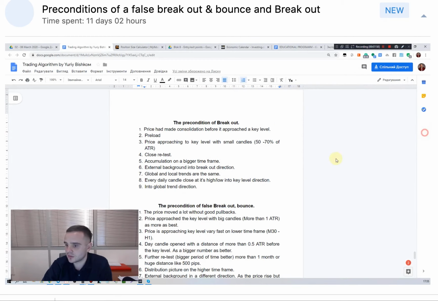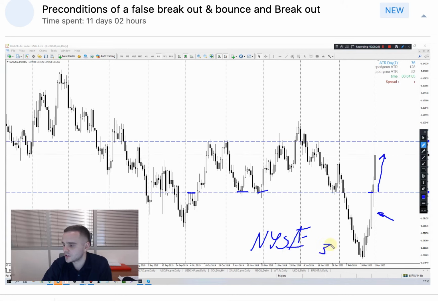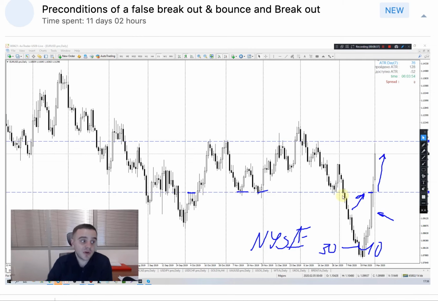Every daily candle closes at its high or low in the key level direction. The same example here on Euro USD. When you see that price approaches some key level and still closes at this key level, it is a signal that with huge possibility price will continue to rise. Why? If you open New York stock exchange volume, you will see that nearly 30-40% of all volume comes in the first and the last hour. That means big players fight for the picture which they will build on a chart. That's why it's important, and that's why when price closes at high, there is a huge chance there will be a continuation of the uptrend.